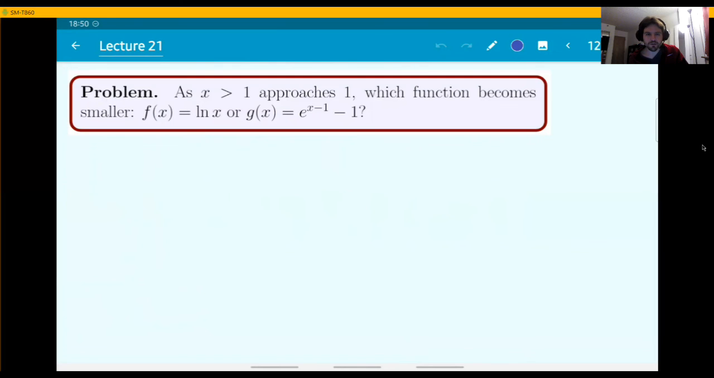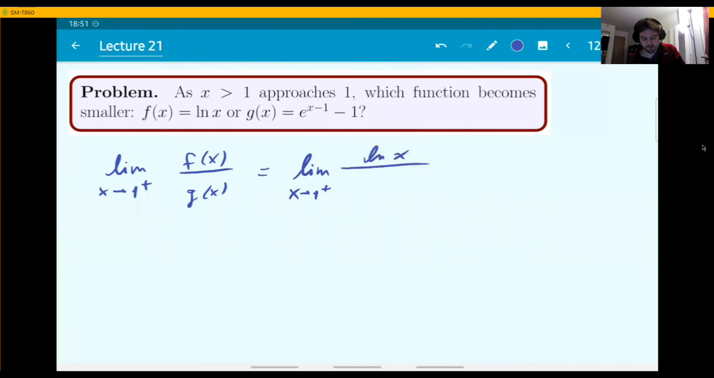We're trying to compare once again two functions, f and g, and we're letting a number x larger than 1 approach the number 1. Which one becomes smaller this time? So in other words, we want to let x approach 1 from the right because they said x is larger than 1. And let's say we compare f to g. So let's say we try to evaluate this limit, ln x over e to the x minus 1 minus 1. Okay, we'll draw conclusions when we get to the answer.